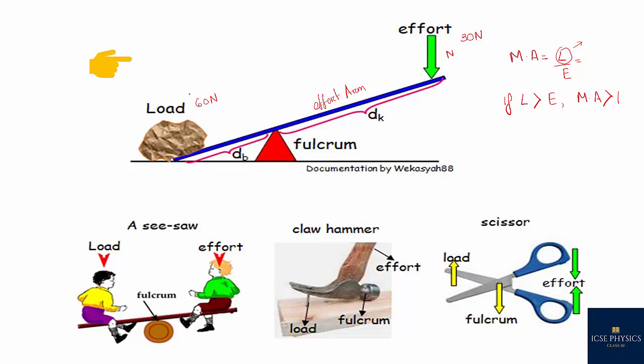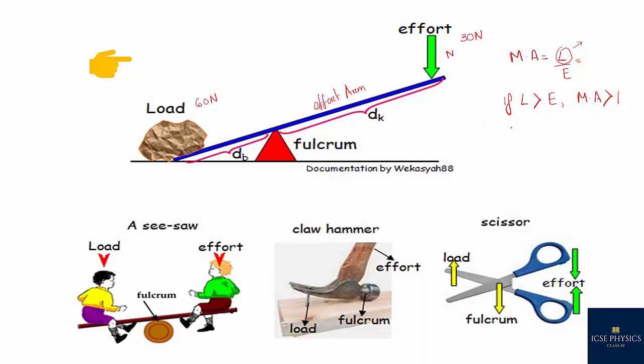As in this case, load is 60 Newton and effort was 30 Newton. So we apply a small force and we can overcome a large force. So what is the force multiplier? Force is 30 Newton times 2, 60 Newton. So it's used as a force multiplier when the mechanical advantage is greater than 1, that is, load is greater than effort.